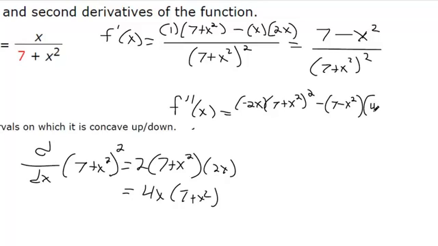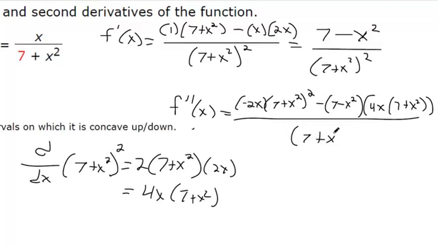So it's 4x times 7 plus x squared. That's all over the denominator function squared. So this is now 7 plus x squared to the 4th power, because you raised this to the 2nd power, and powers on top of powers multiply. So we can clean it up a little bit algebraically. Oh, it'll take a while though.